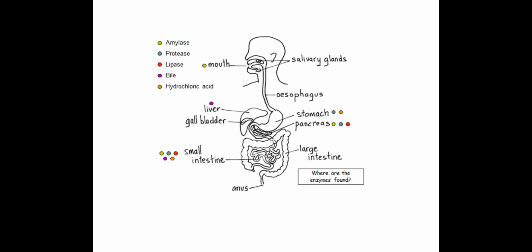All right, so there are lots of different types of enzymes we have in our body. There are lots in other organisms as well, but here are just some examples to name a few. So amylase, protease, lipase, bile. So hydrochloric acid and bile are not enzymes itself, but these are just other molecules found in our body. The amylase, protease, and lipase are all enzymes that we have, okay?